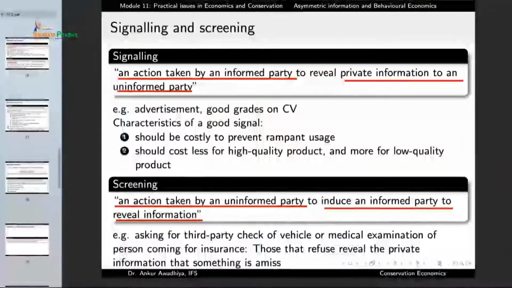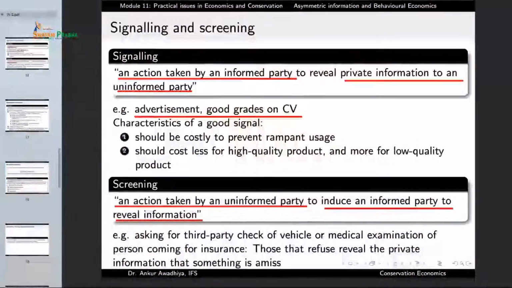Now, signaling, because it is done by the informed party, can take forms of advertisement, good grades on the CV, and so on. When you make your CV and have good grades on it, and you give it to an employer, you are giving a signal to the employer: you can have a look at my CV, I have had so many good grades. It means that I am a hard worker, a punctual person, an honest person. A person who is not hardworking will not have those good grades. And so this acts as a very good signal.